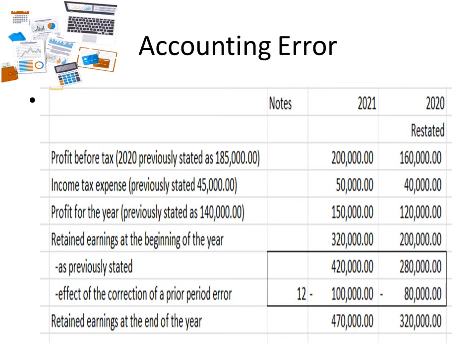So, since we correct the error, what's now? We have now the 150,000 and the 320,000. Hence, for the year ended, the retained earnings is now 470,000 and not 420,000. And for 2020, we have previous year profit 120,000, and then the retained earnings for the beginning of that year, 200,000. So, therefore, we now have 380,000 for the retained earnings.